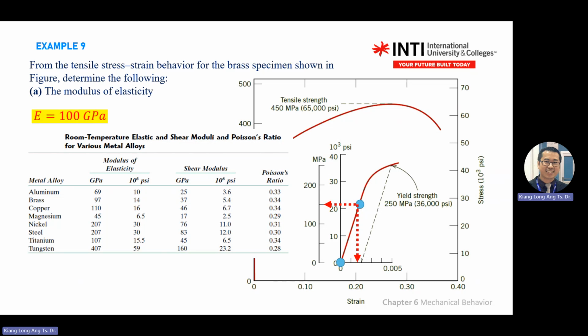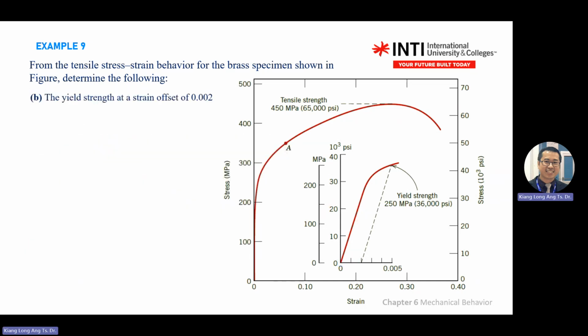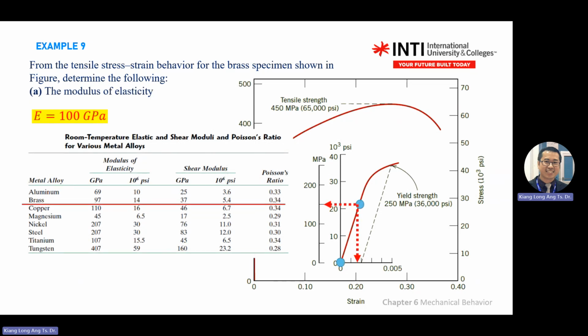Usually it's selection of material. You get one value, then selection of material. So just don't read the wrong column. You have modulus of elasticity, you have shear modulus, you have Poisson ratio. Okay, so it could be brass, the closest one. It could be brass because it's only a difference of 3, the closest one. But your answer can be an estimate of 3 types.